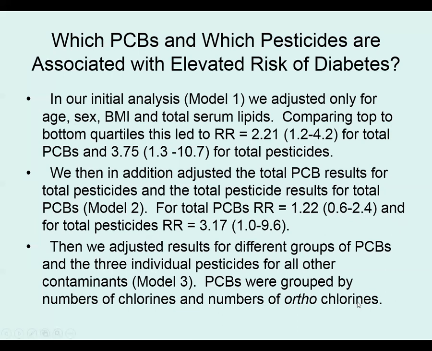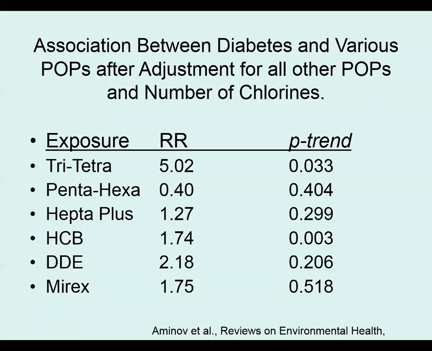And then finally, we used a model where we adjusted for individual pesticides in different groups of PCBs, depending on their level of chlorination and where the chlorines were around the biphenyl ring. And this led to quite different results. So what I'm showing now is the risk ratio for PCB congeners that have no more than 4 chlorines. And that led to a significant risk ratio of greater than 5.